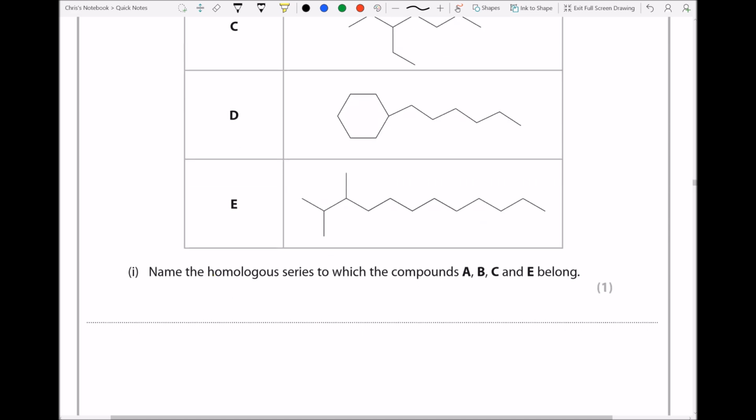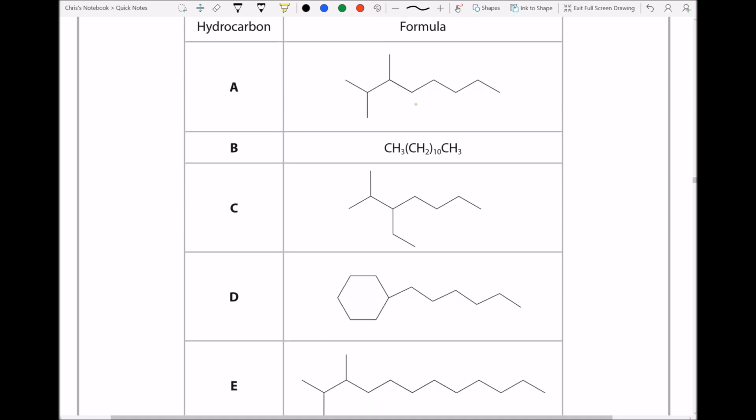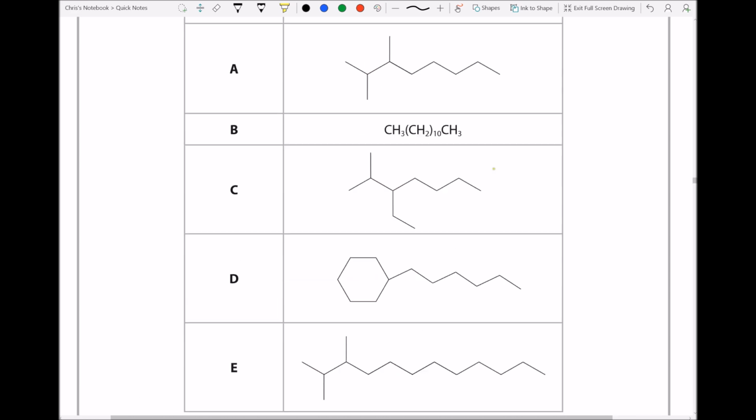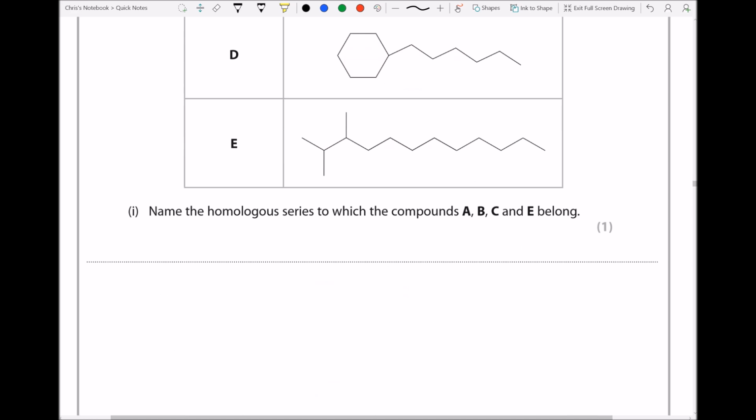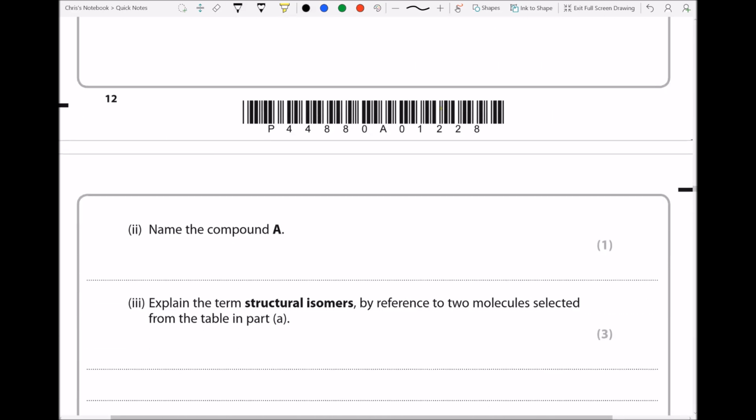The first thing is to name the homologous series to which compounds A, B, C, and E belong. You can see here they're all just carbons and hydrogens. We don't have any oxygens or anything like that in there, so this is just a bog-standard alkane. That's the homologous series they all belong to. So these are all alkanes. Okay, so that's your first one done.